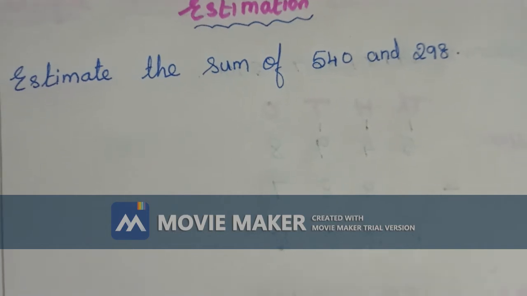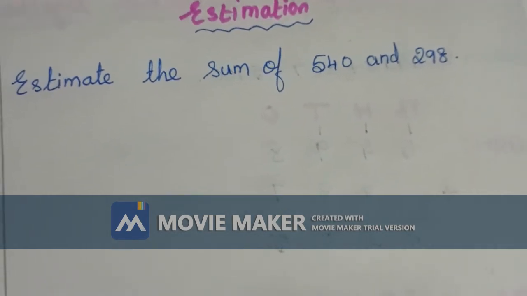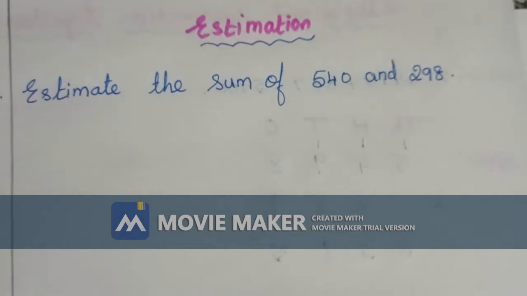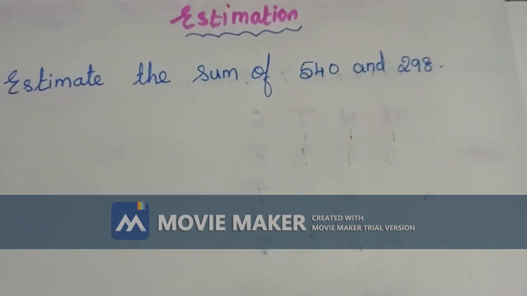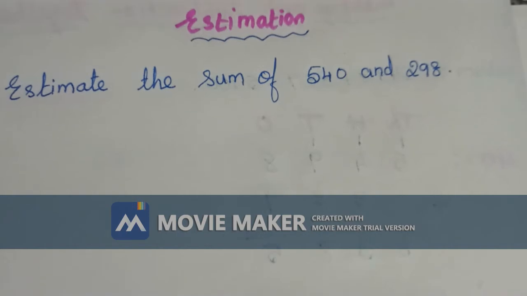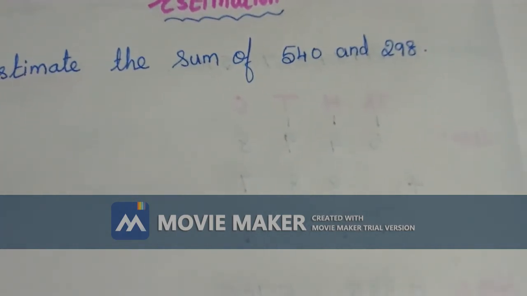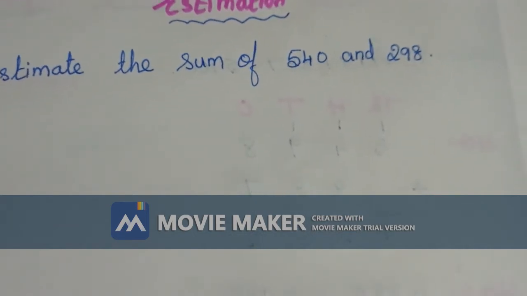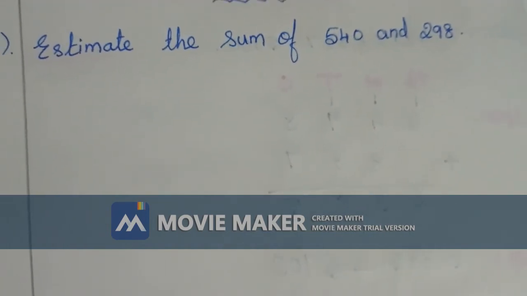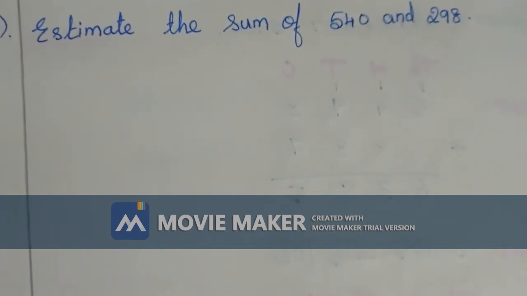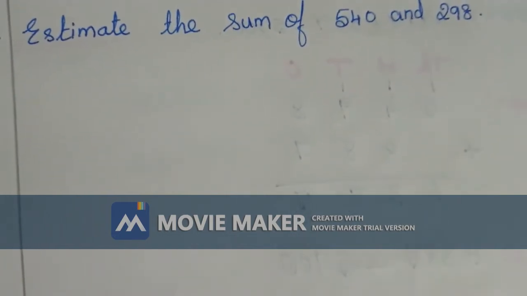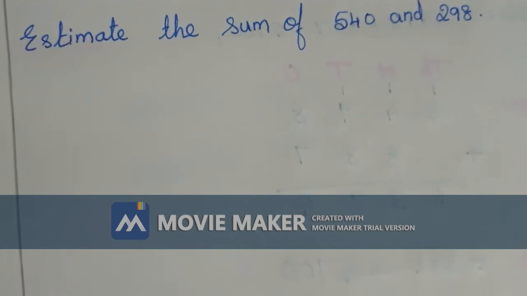Children, in day-to-day life we estimate a lot of things, like the size of an object, the bill amount, the size of a book, the time to complete a task, distance, length, the number of people in an auditorium, and so on.